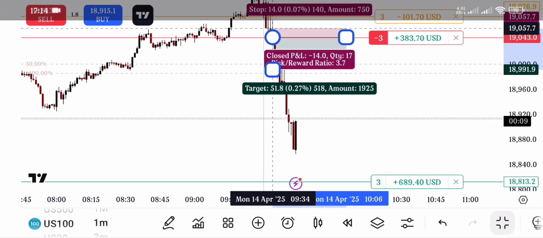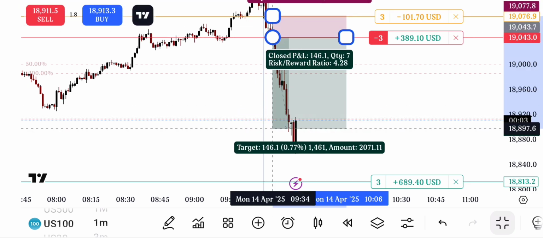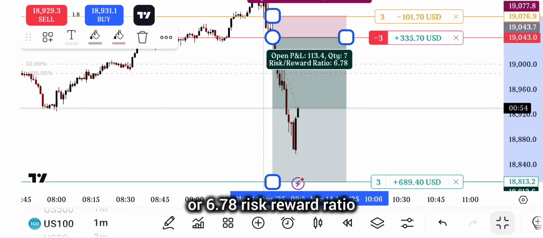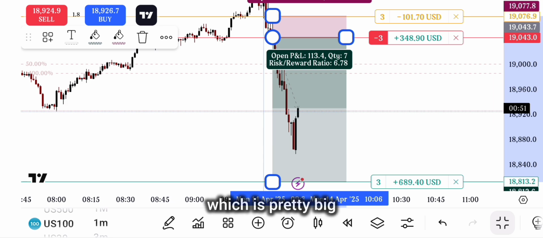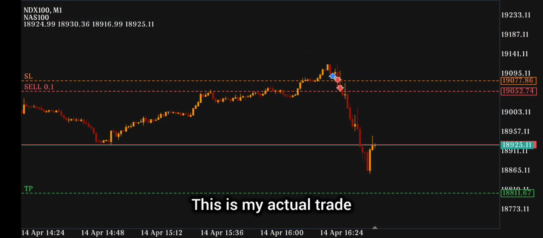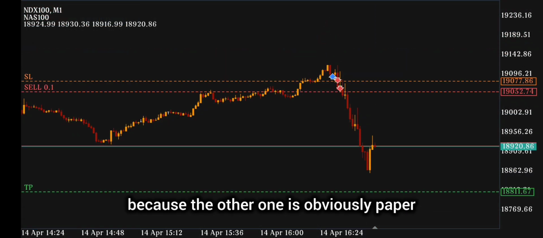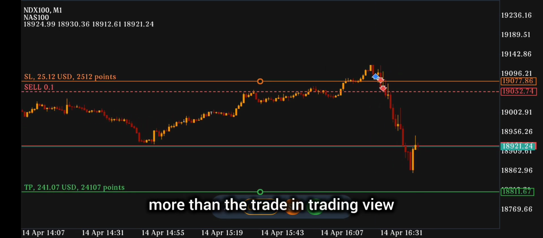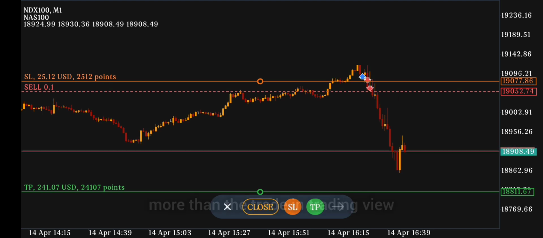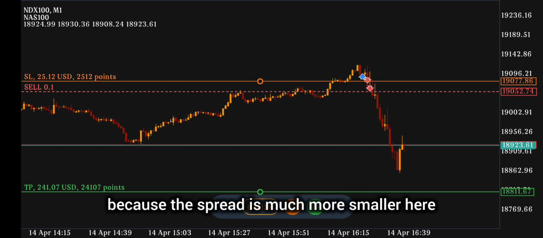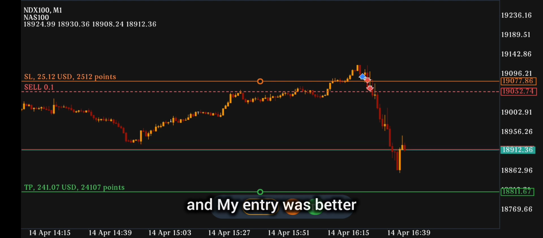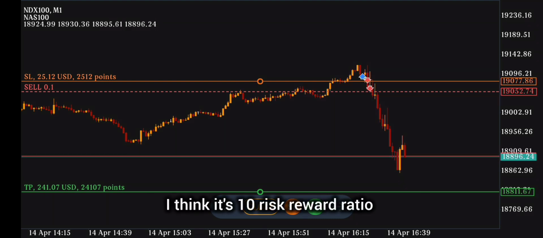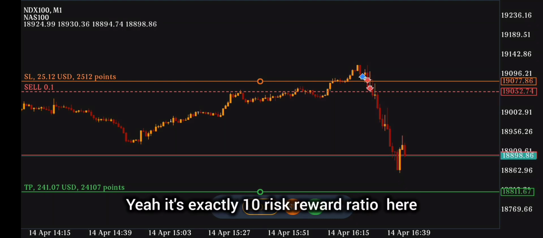Let's see, it's like a 6.78 risk reward ratio, which is pretty big. This is my actual trade because the other one is obviously paper trading. So my risk reward ratio here is actually more than the trade in TradingView, because the spread is much smaller here and my entry was better. That's why my stop loss is actually smaller too. I think it's 10 risk reward ratio. Yeah, it's exactly 10 risk reward ratio here.